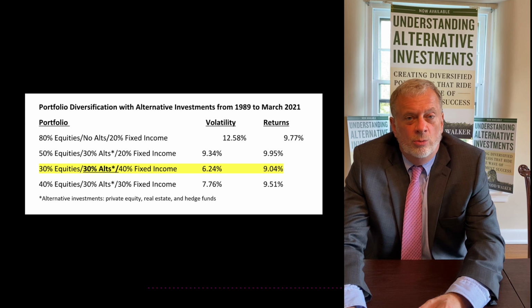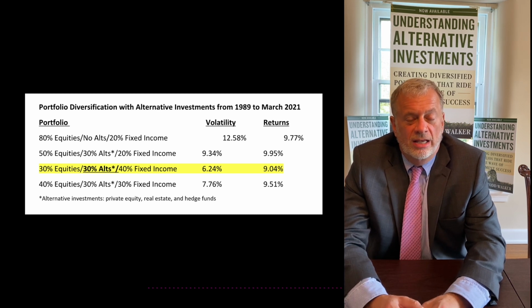Now you would think you would have hardly any returns making a portfolio with 40% fixed income, only 30% equities, and 30% alternative investments. But that's not true. As a matter of fact, 9.04% were the annualized returns over that time period, having 40% fixed income, 30% equities, and 30% alternative investments.